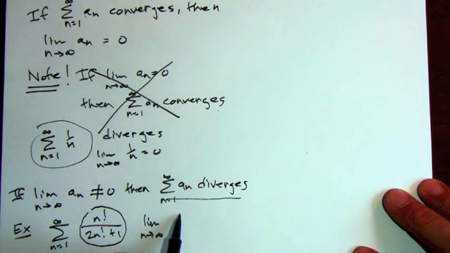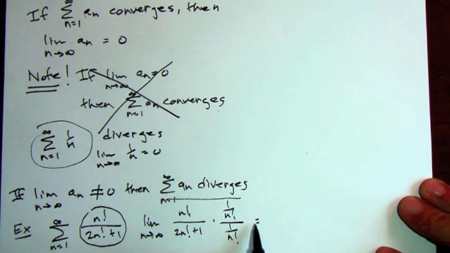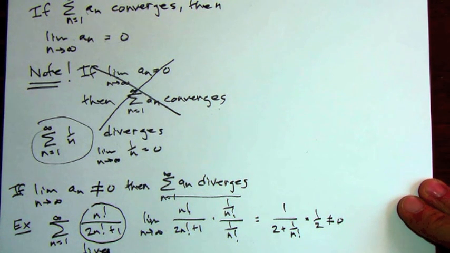Limit as n goes to infinity of n factorial over 2n factorial plus 1. We could just multiply top and bottom by 1 over n factorial. That will give me 1 over 2 plus 1 over n factorial. So as n goes to infinity, that's going to go to 1/2, which is not equal to 0, so this must diverge.